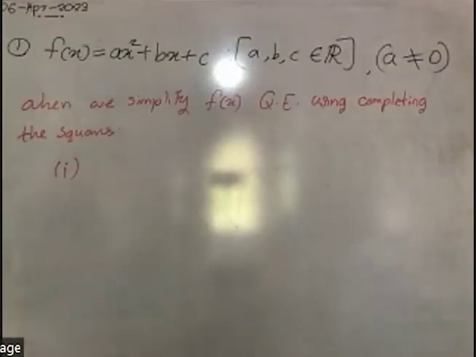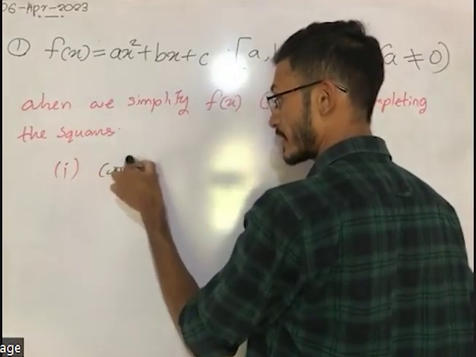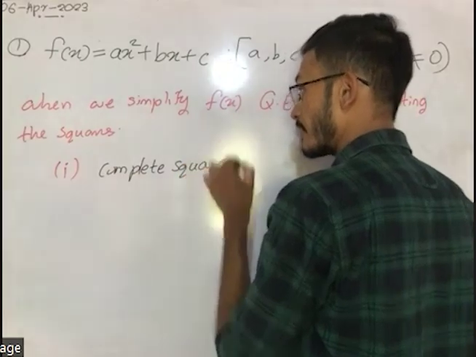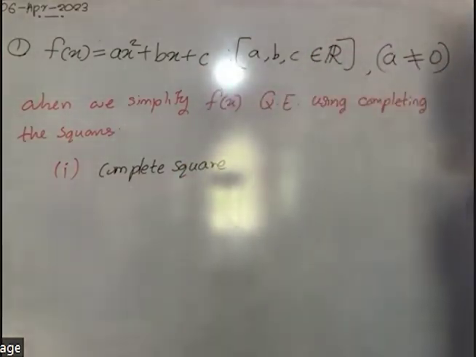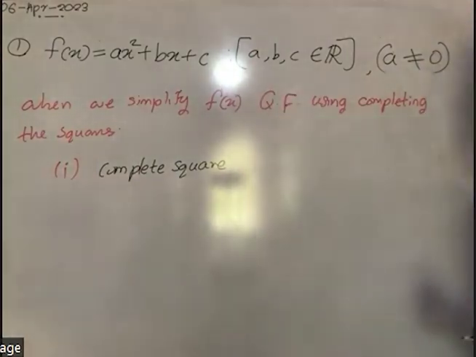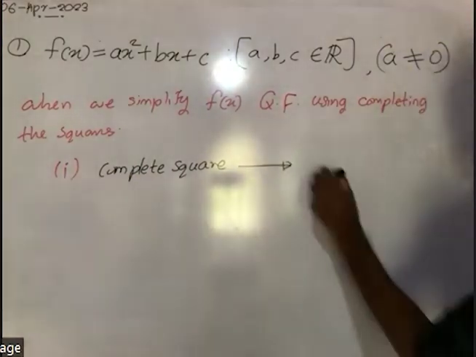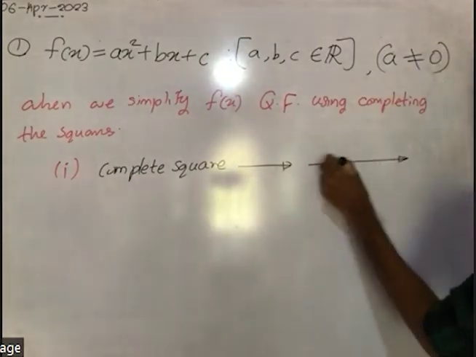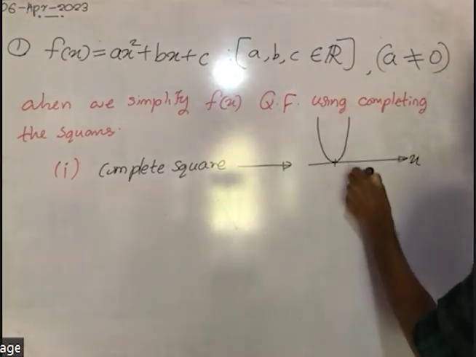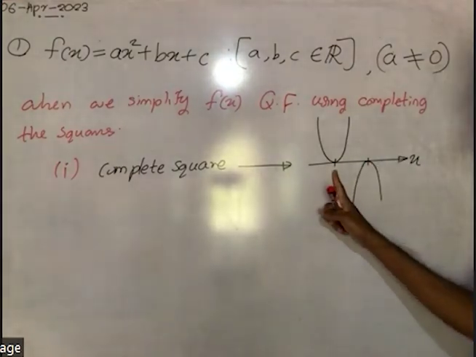So if you get a complete square when you simplify this quadratic function, that means the function will touch the x-axis only at one point, right? It will touch the x-axis only at one point, like this, or like this, with the minimum or maximum. That means you have one solution.